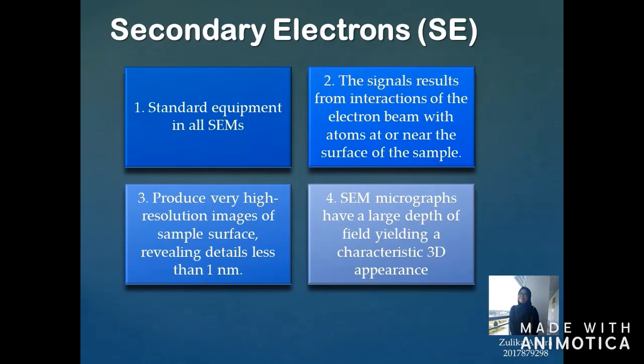In the most common or standard detection mode, secondary electron imaging, the SEM produces a very high resolution image of a sample surface, revealing details less than 1 nanometer in size. Due to the very narrow electron beam, SEM micrographs have a large depth of field, yielding a characteristic three-dimensional appearance useful for understanding the surface structure of a sample.